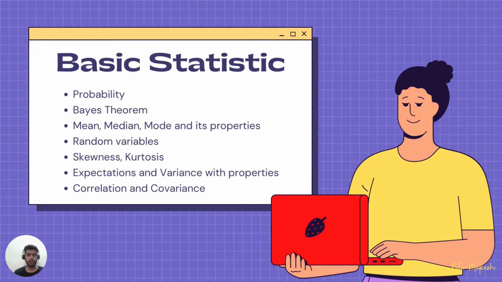So first of all, the most important topic is basic statistics. You can't imagine data science without statistics. Data science actually has a lot of statistics topics: probability-based theorems, mean, median, mode, random variable, skewness, kurtosis. These are all important topics.